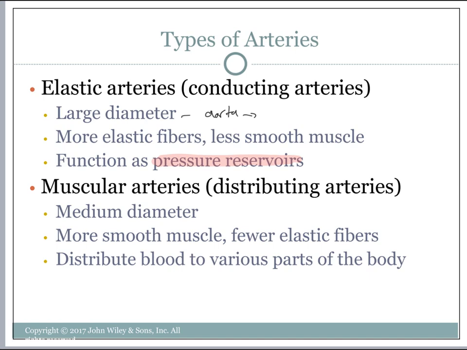So remember that. Our next classification or type of arteries are our muscular arteries. So I like how their name kind of implies what they do, right? Elastic arteries need to be elastic to resist that pressure and recoil elastically. Our muscular arteries are just that. They have more smooth muscle, they're more muscular, they have fewer elastic fibers. These are also known as distributing arteries. They're medium diameter, and their job is just to distribute blood to various parts of the body.